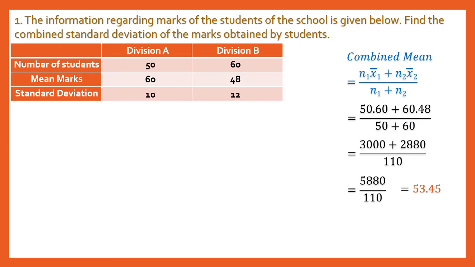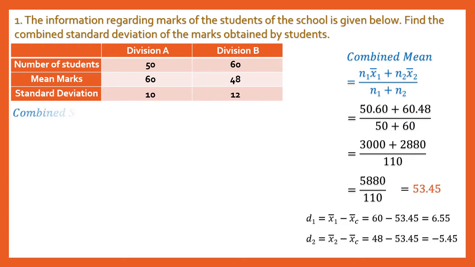What we need to calculate next is D1 and D2. How do we calculate D1? That is the mean of the first group, that is 60, minus combined mean, that is 53.45. So 60 minus 53.45 is 6.55. Similarly, D2 will be mean of division B, 48, minus 53.45, that is negative 5.45.